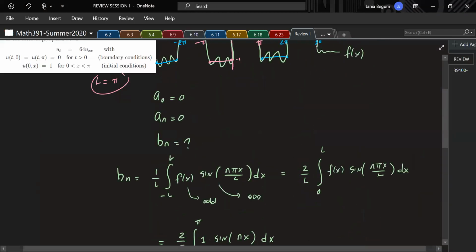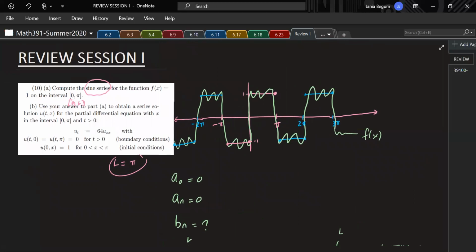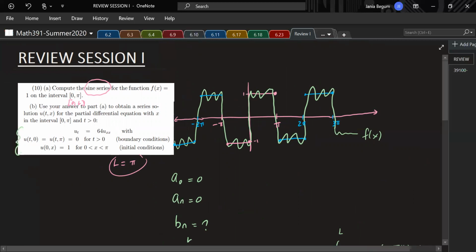All right, now let's connect this with the heat equation, right? So if you go back to the question, we have part B to the same problem. It's just using part A because we know for the heat equation, this is the scenario.